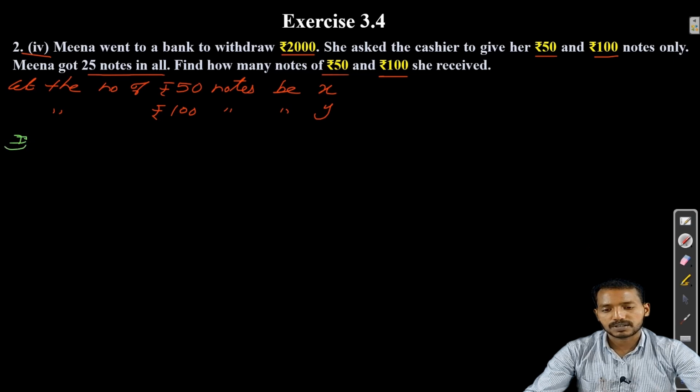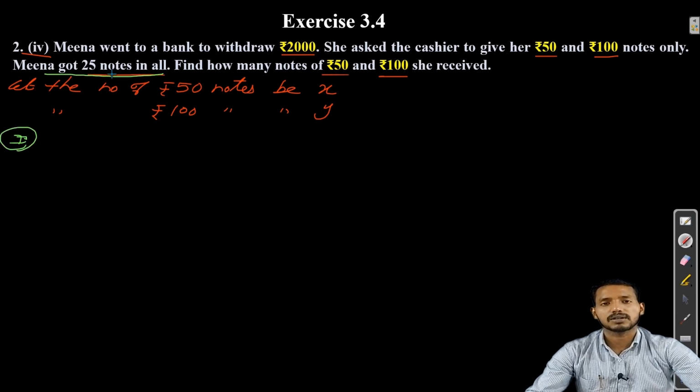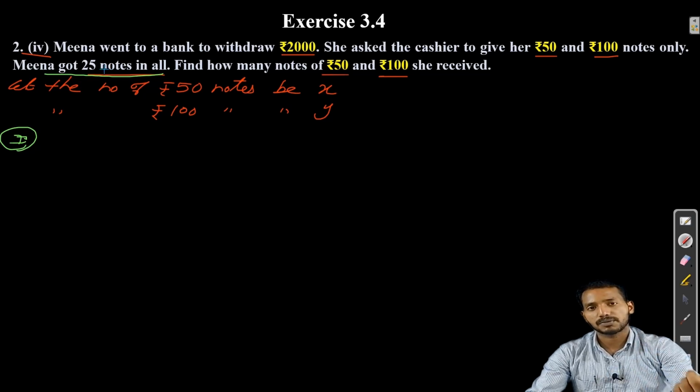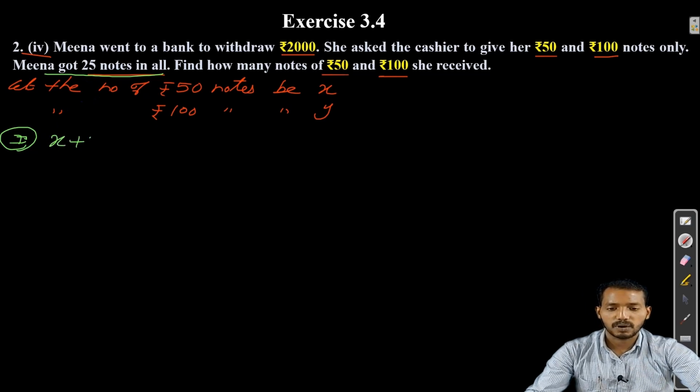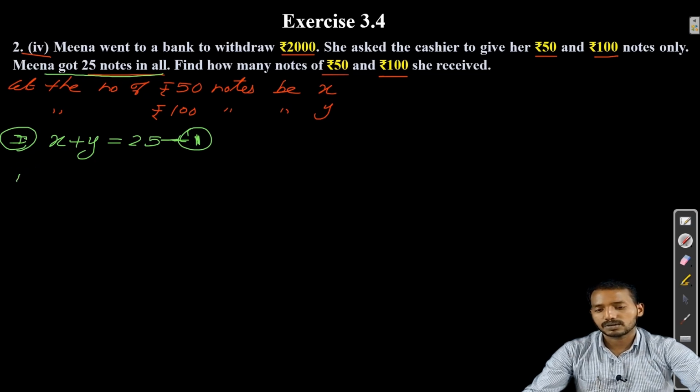We can frame the first equation because it is given Meena got 25 notes in all. That means number of 50 rupees notes plus number of 100 rupees notes is equal to 25. That is X plus Y, which is equal to 25. Very simple one. From this sentence, we can make equation number 1.